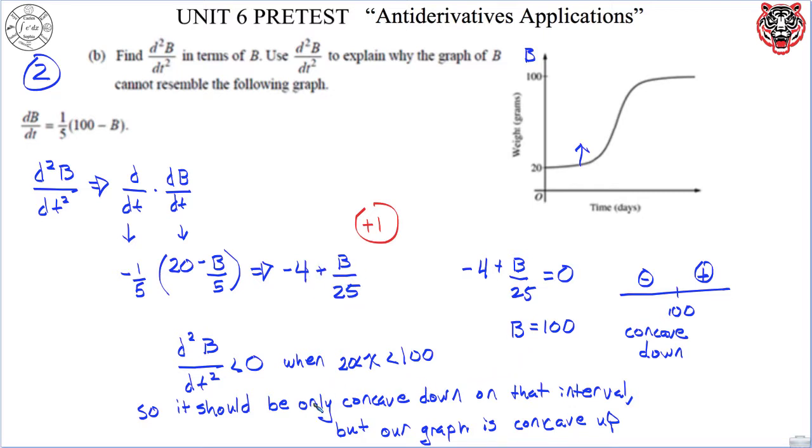And then some explanation where it talks about how we have a concave up on our graph, but it should only be concave down. That will give you another point. So 1 for the explanation, 1 for the second derivative.